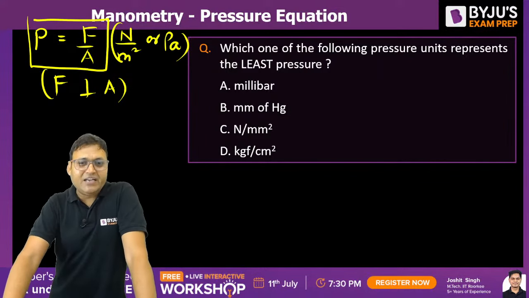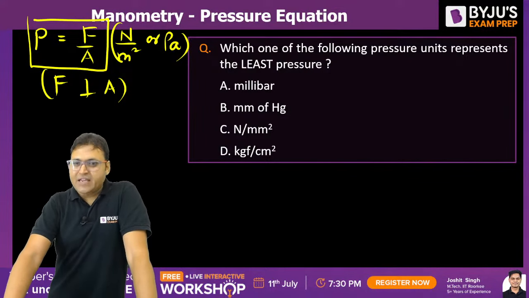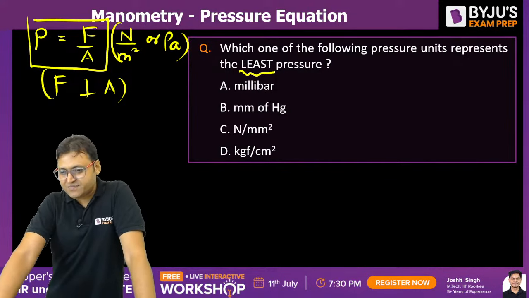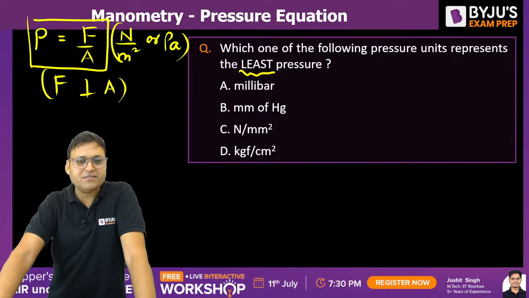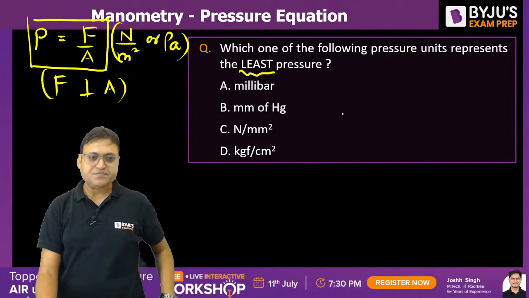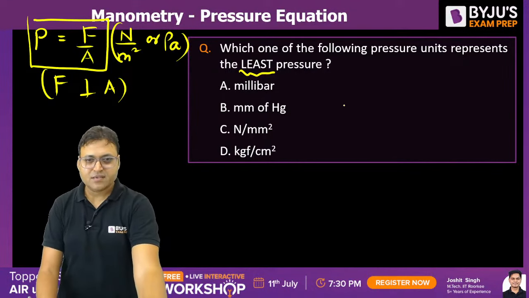So there are different units of pressure. We need to find out which of the units is representing the least pressure. Can you guys solve the question? Can you quickly solve it? Yes?